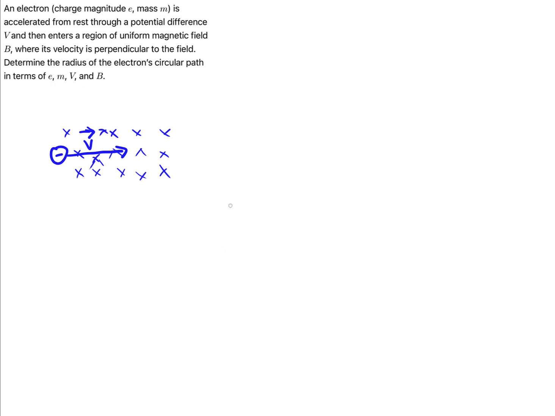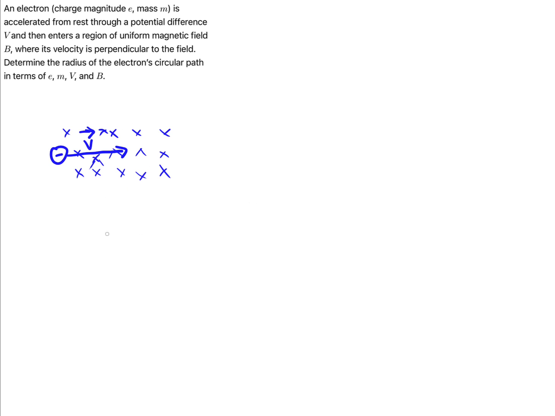So let's break this problem down into two parts. For the first part, the electron is accelerated and it gains some speed. After it is accelerated through the potential difference, I'm going to call that speed little v. The potential difference magnitude is big V, so that's something to keep in mind. And then after we find its speed, we can deal with all of the magnetic field stuff.